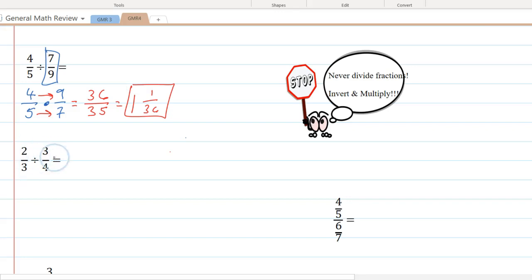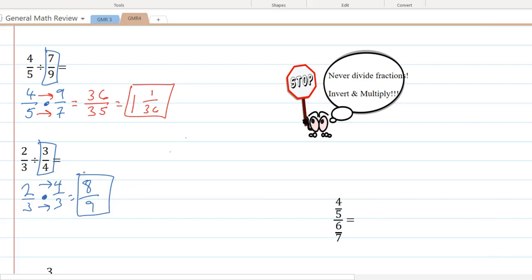Next, 2/3 divided by 3/4. Some of you are going to say, hey, I can cancel those out. No, you can only cross cancel in multiplication, not in division. What do you do in division? You invert and multiply. The 2/3 stays the same. You write the times symbol, and then you invert this, 4 over 3. Now I look at it, and there's nothing to reduce or cancel, so I'm going to multiply straight across. 2 times 4 is 8 over 9. And we are finished with that one.